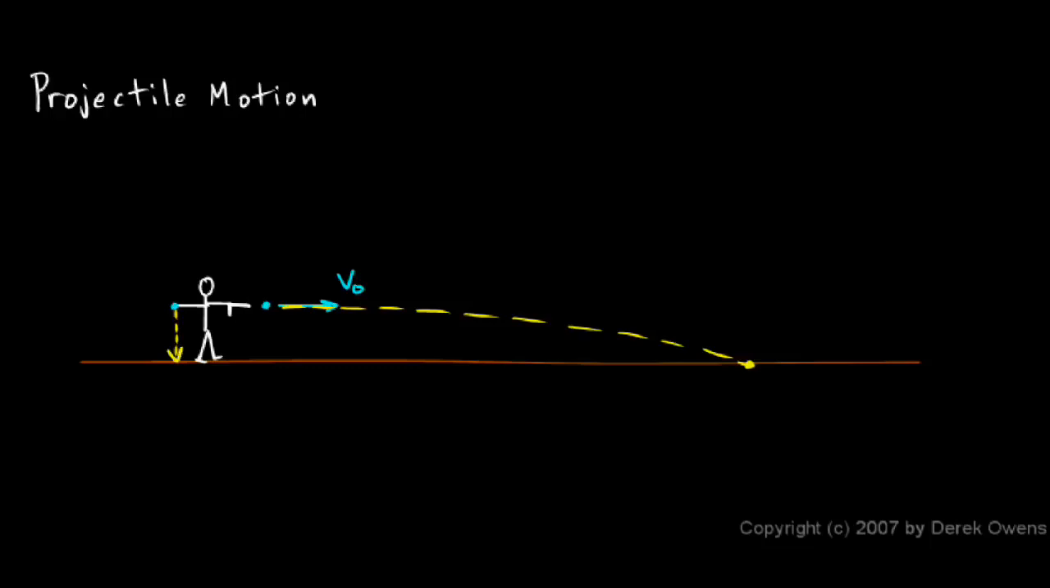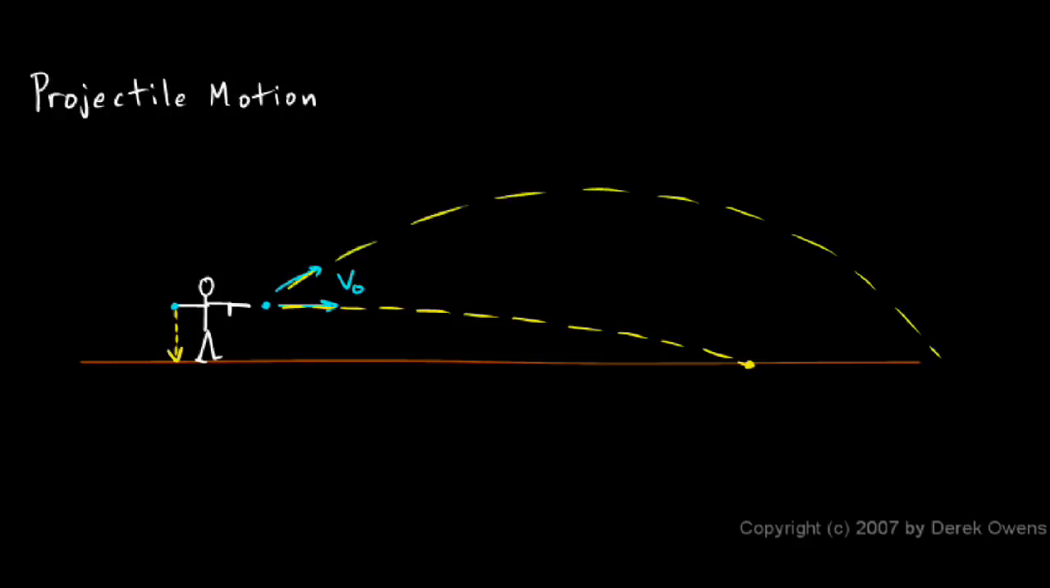If they start at the same height, this one is fired from the same initial height that that one is dropped, they will strike the ground at the same time. They both start off with a vertical velocity of 0, and they both are pulled down equally by the force of gravity.